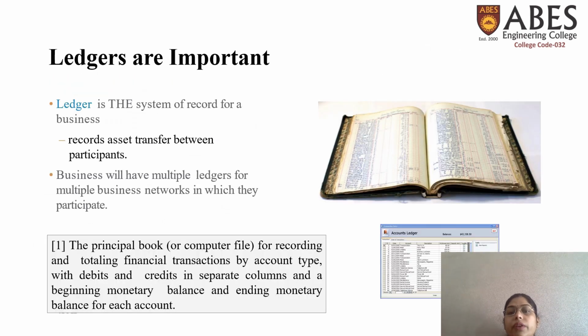So ledgers are very important. Let's have a look at what a ledger is and how we maintain this ledger in the blockchain. Basically, the ledger is the system of record for businesses. It records assets transfer between the participants. So basically, it is a kind of book similar to this. It maintains all the transactions.